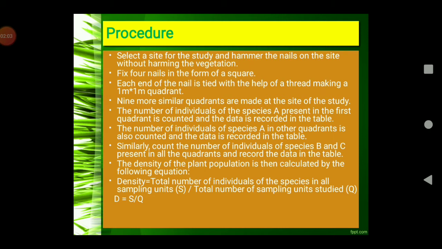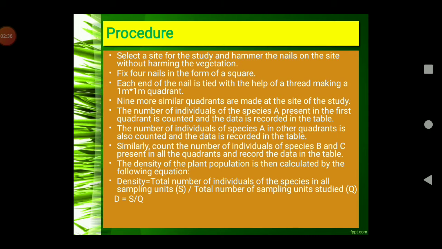So in this experiment we are going to choose only 2 quadrats, so there will be only quadrat 1 and quadrat 2. So we are going to count the specific individuals. If there are 3 species A, B, C, every species will be counted in both the quadrats, in both the areas. Similarly, all the species count will be taken in the quadrats we have selected.